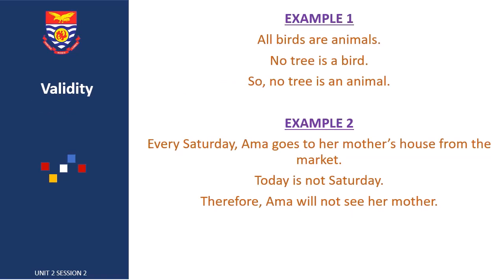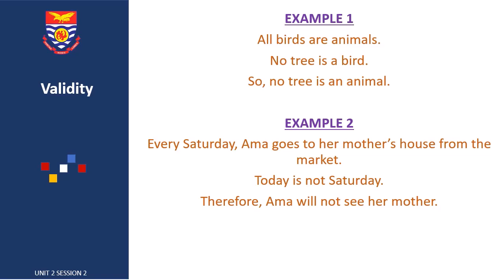Let's look at the first example of an invalid argument. All birds are animals. No tree is a bird, so no tree is an animal. Now, let's break down the premises here and the conclusion. All birds are animals. Every bird you see is an animal. That's what it means. And it says, no tree is a bird. I think that's clear to understand. Then it goes ahead to conclude that no tree is an animal.